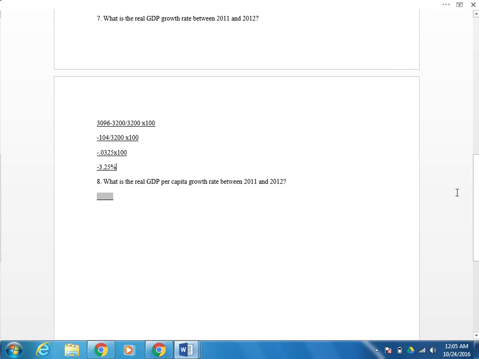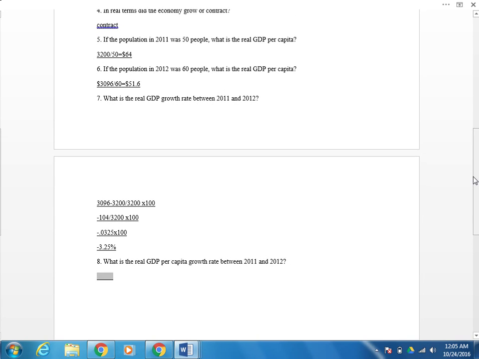Now, real GDP per capita growth rate, same formula, just using the real GDP per capita numbers now. So the new one was 51.6 minus 64 divided by 64 times 100. So 51.6 minus 64 is negative 12.4 divided by 64 times 100. Going to be negative 0.193.